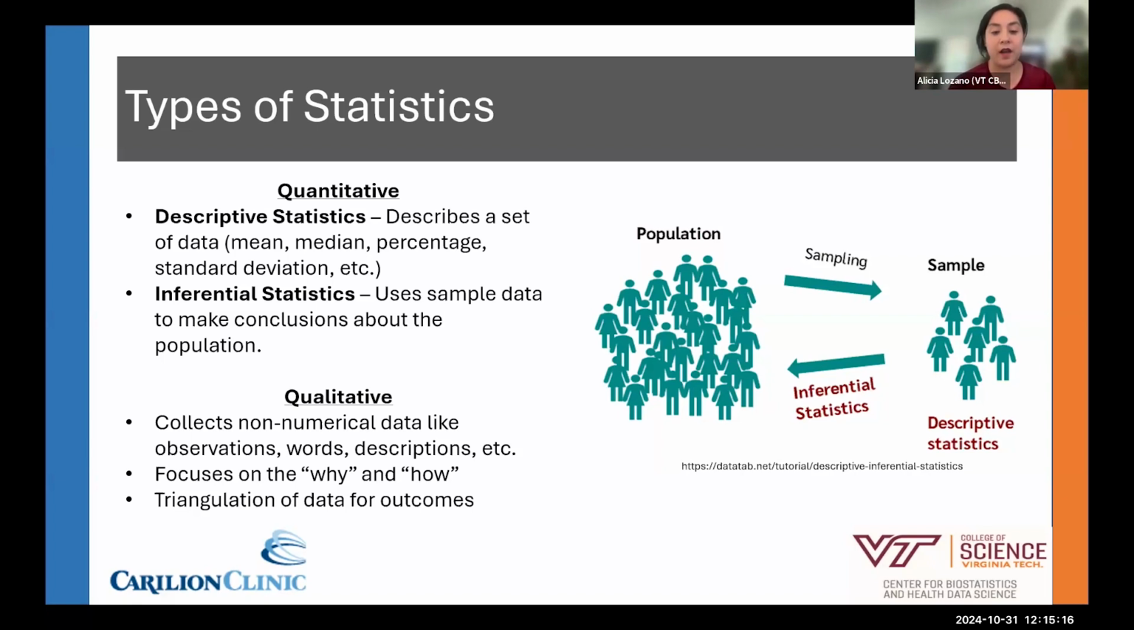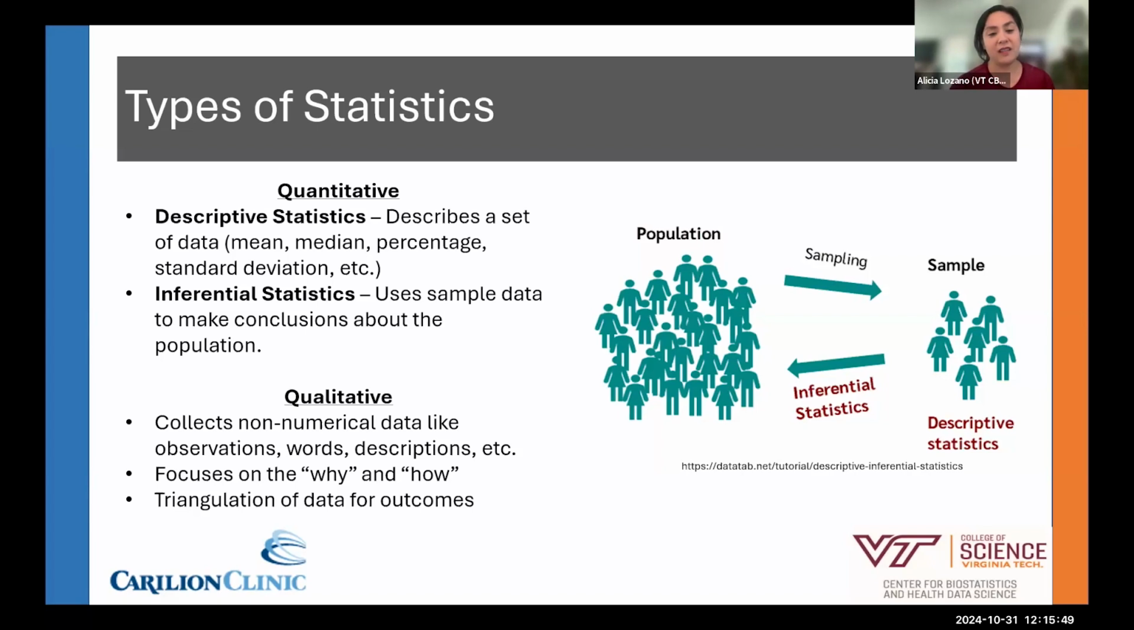Okay, and qualitative statistics. Unlike quantitative data, qualitative data is non-numerical and includes observations, words, and descriptions. This type of data really helps us to understand the why and how behind certain behaviors or outcomes. Again, in that example we've been going with, in a study on smoking, qualitative data might include personal interviews where participants describe their reasons for starting or maybe quitting smoking.